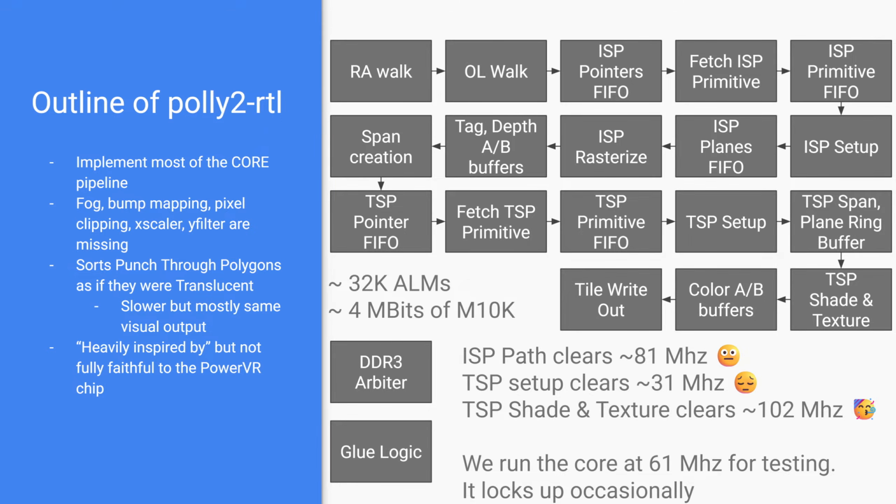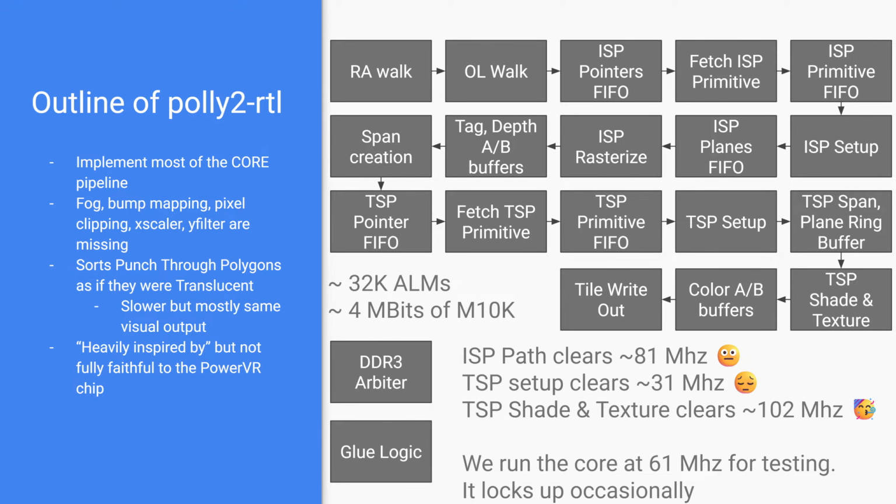So this happens in parallel with span creation. There is a FIFO there that then feeds the fetcher. There is then another FIFO that feeds the TSP setup. This also happens in parallel with the span creation for one tile. And these write out to two ring buffers, one ring buffer for the TSP setup parameters. These are the equations to interpolate the U, the V, and the up to 8 colors, 4 colors for base color, 4 colors for offset color.